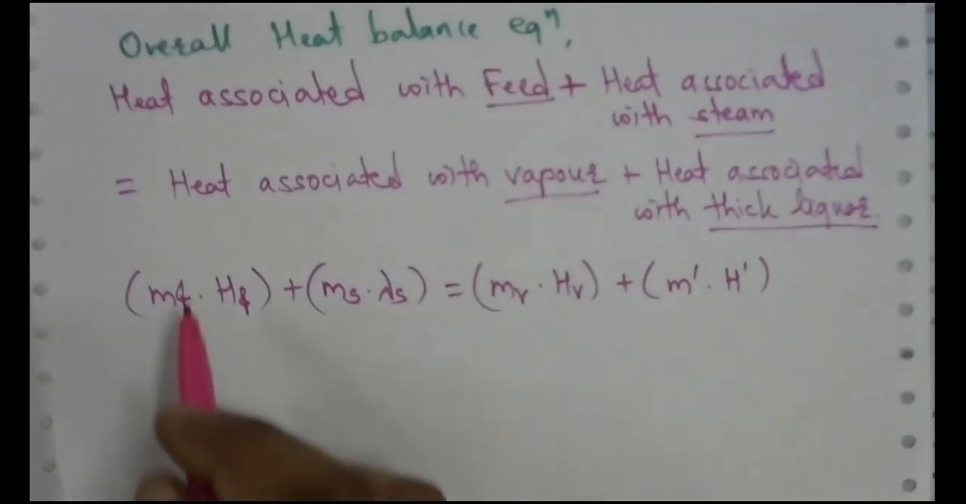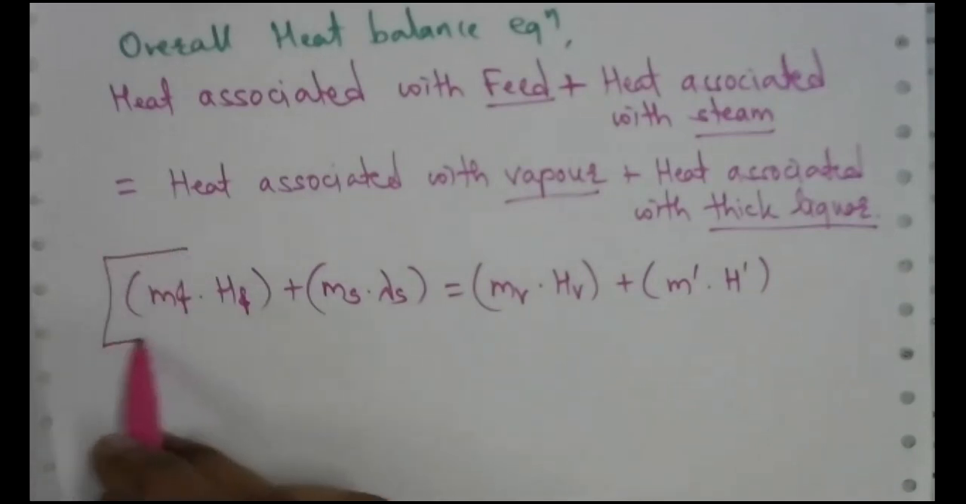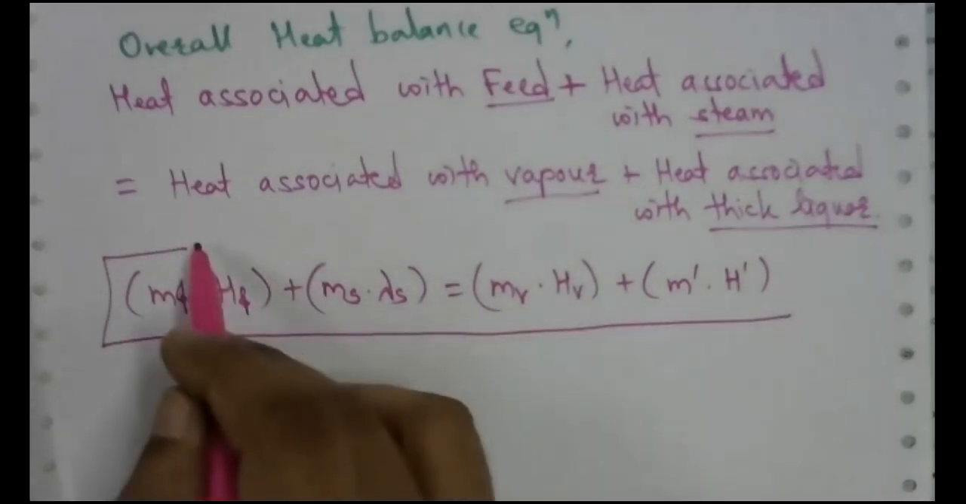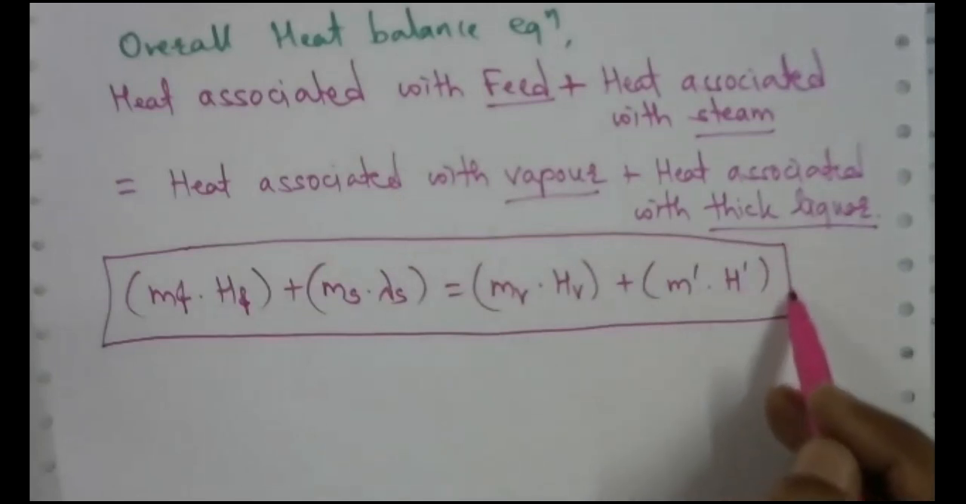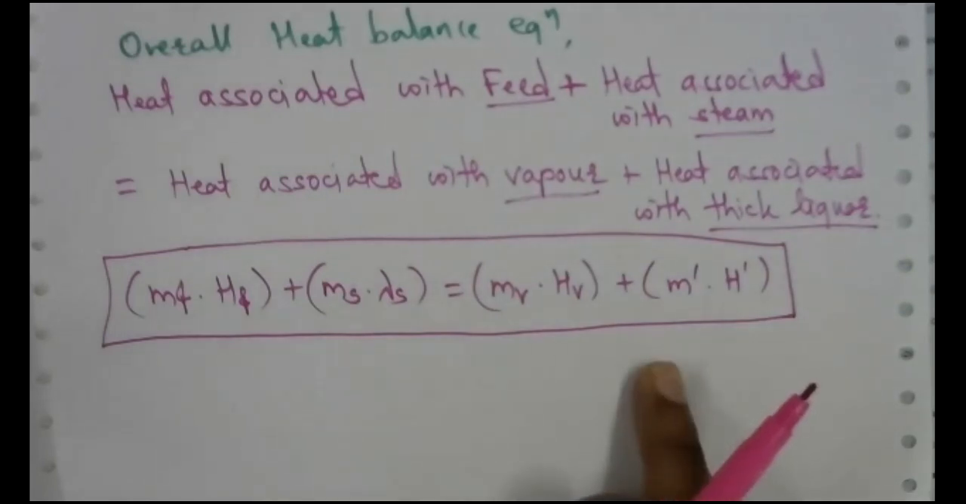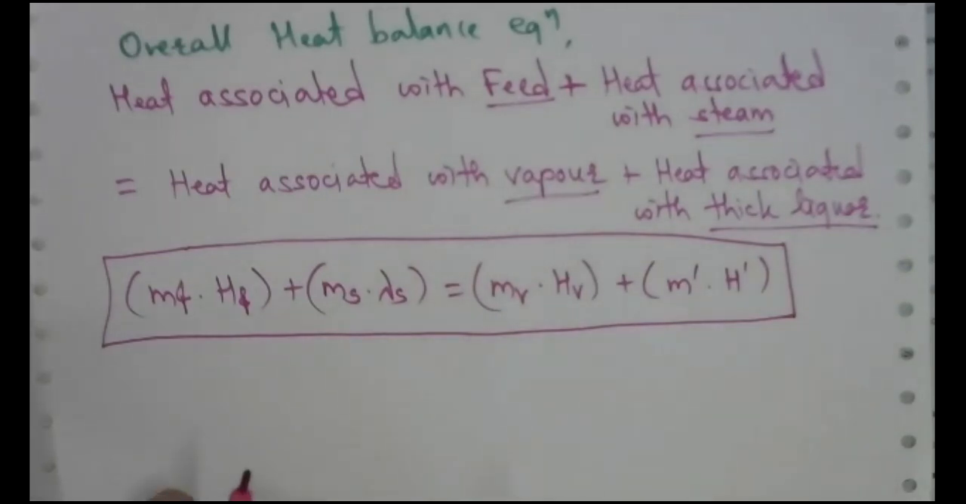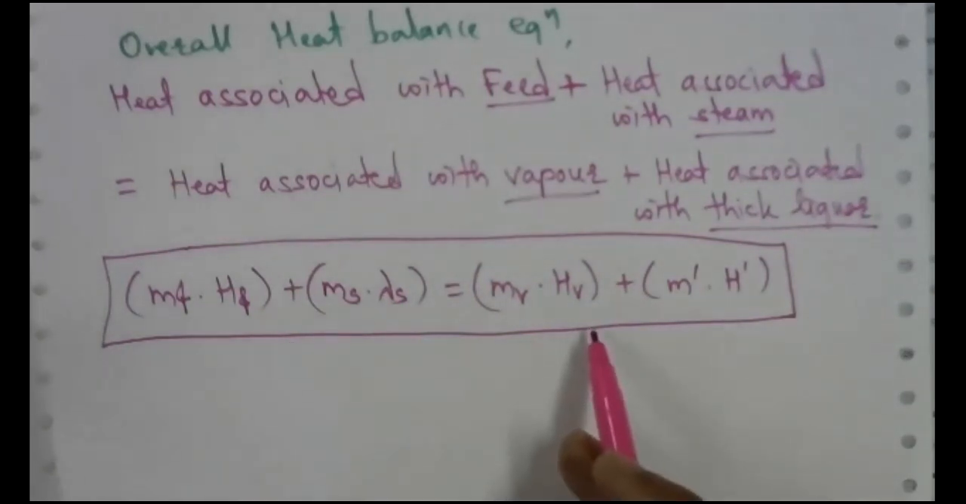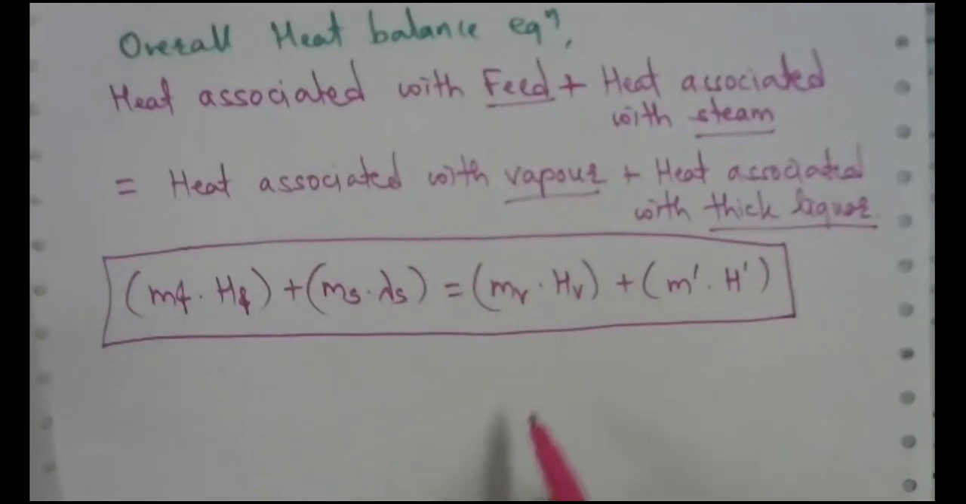So this is one of the basic heat balance equations for the single effect evaporator, right? So input is equal to output, like the material balance. Now it is the heat balance. So the heat associated with the inputs is equal to the heat associated with the outputs. That is the simple way.